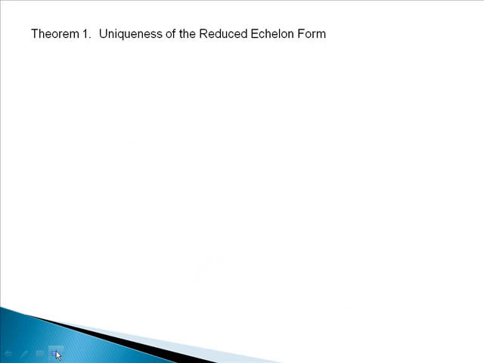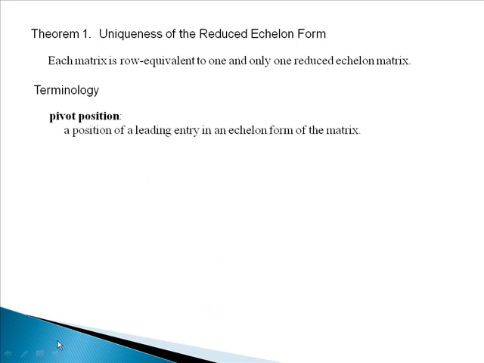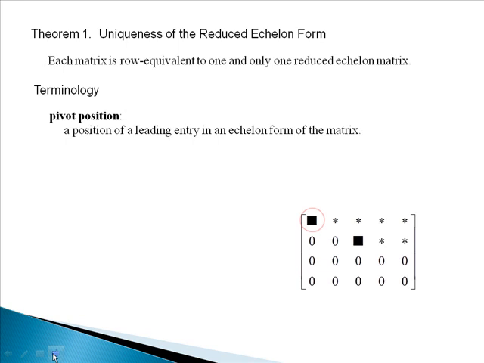Let's look at Theorem 1, uniqueness of the reduced echelon form. Each matrix is row equivalent to one and only one reduced echelon matrix. Here's some terminology. A pivot position is a position of a leading entry in an echelon form of the matrix. So remember that when we were looking at our matrices before, the leading entries were our black boxes. So then these are the pivot positions.